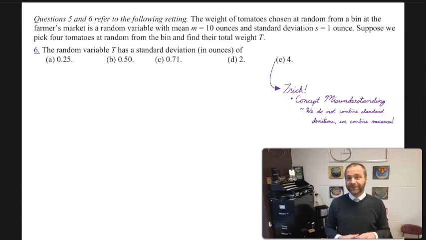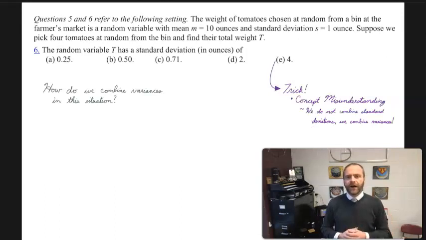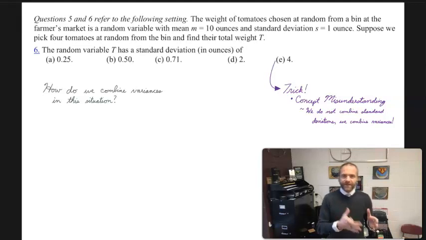Why? Because that's what we did for question 5. We added the 10 plus 10 plus 10 plus 10. Hey, 40. That's not how it works with standard deviations. So how do we combine? What we do is we combine variances. You do not combine standard deviations, you combine variances. So how do we combine variances?